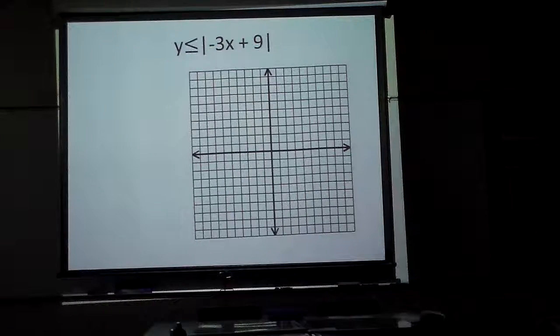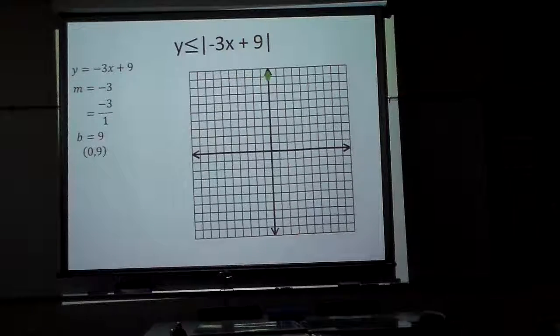Right, now we're going to graph one where the y is smaller than this negative 3x plus 9. So now I want you to think about this. First off, let's just pretend it's an equal. Y equals negative 3x plus 9. M is still negative 3. That's the slope, meaning negative 3 over 1. And the y-intercept is at 9, or 0, 9.